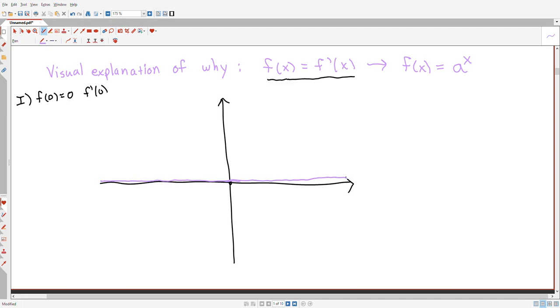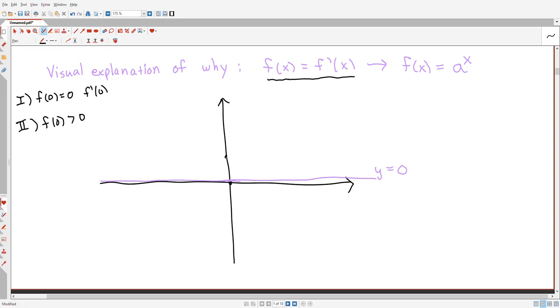And certainly you can check that the constant function y equals 0 satisfies f prime equals f. So this is a kind of uninteresting case. So let's try a different case. What if, let's say, f of 0 is positive? Let's just sort of try to intuitively understand this. So that would mean the value is maybe up here.